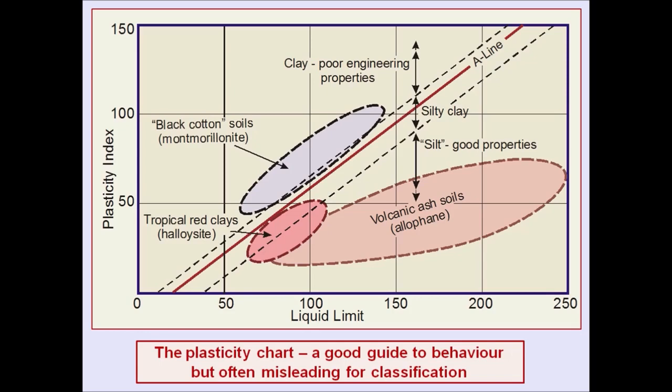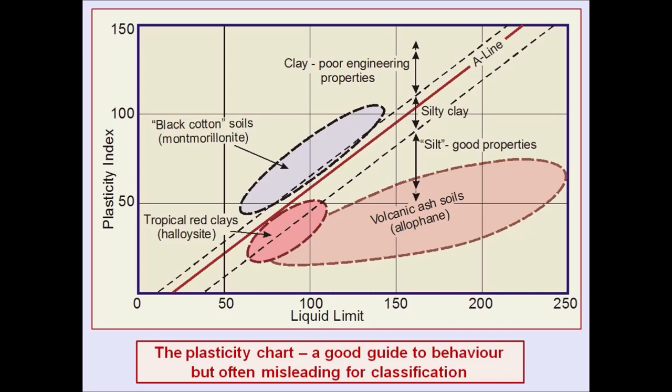Similarly, the tropical red clays containing the mineral halloysite tend to plot along the A line or a bit below it. Again, they are definitely clays, they are not silts. Another group that's quite well known are what are called black cotton soils, or just black soils. They're high in the clay mineral montmorillonite or smectite, and they've got very poor engineering properties.